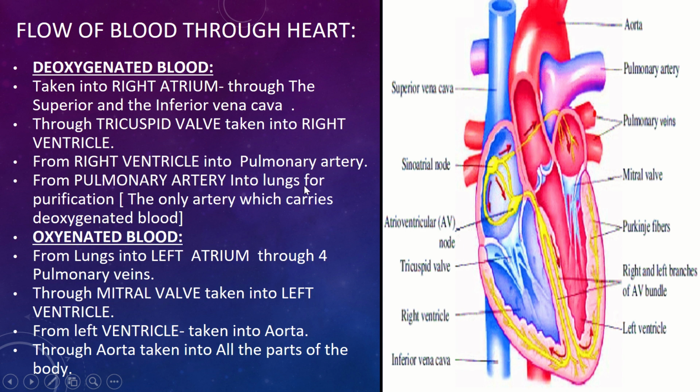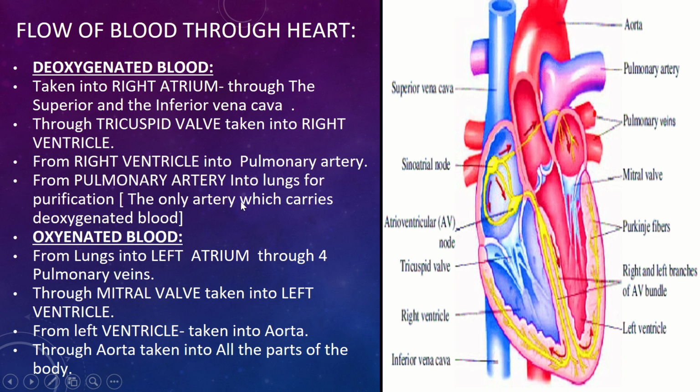From the pulmonary artery, it goes into the lungs. Pulmonary means lungs. Anything that is associated with the lungs comes in the form of pulmo or pulmonary. From that, you can understand this is associated with the lungs. Okay, so from the pulmonary artery into the lungs for purification, this is where the deoxygenated blood is going, through the pulmonary artery to the lungs for purification.